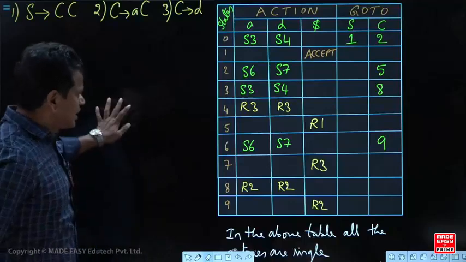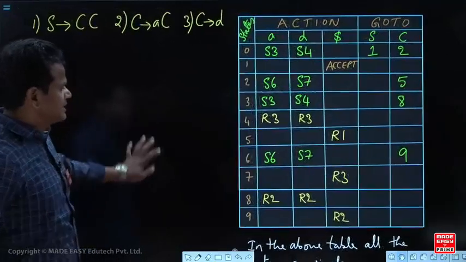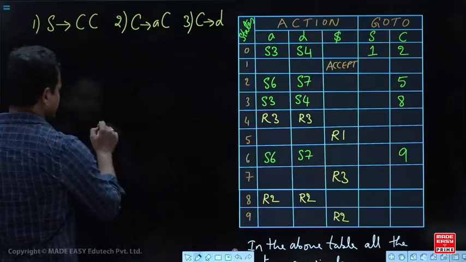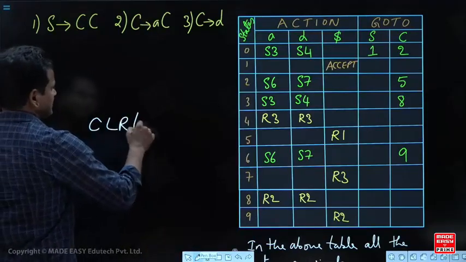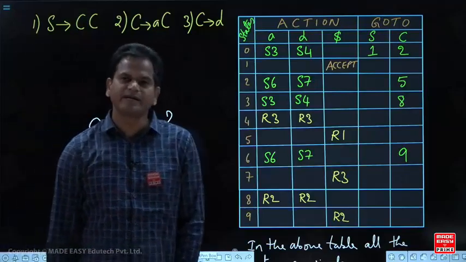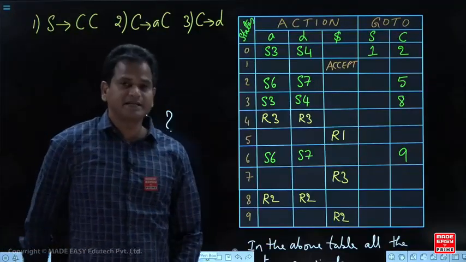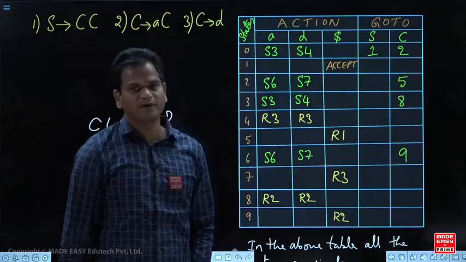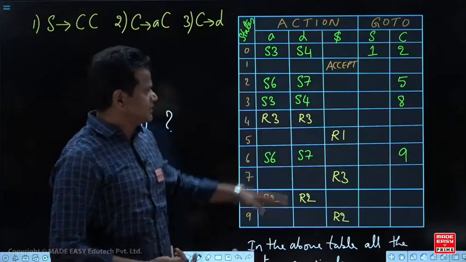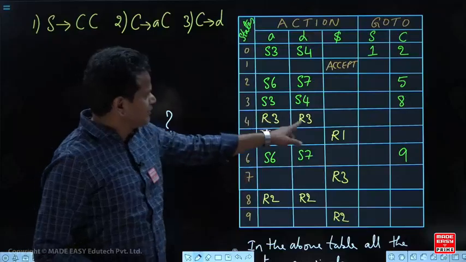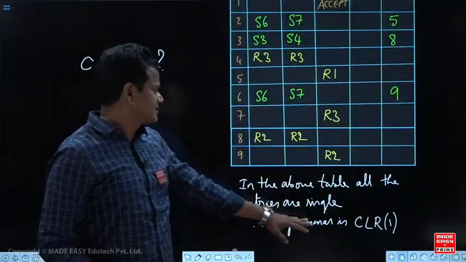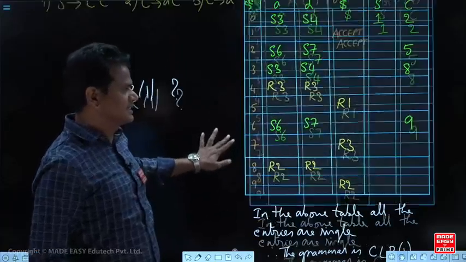Now, how to decide a grammar is CLR of 1 or not without constructing the table? Yes, we can decide. When do we say this is not CLR of 1? If you have multiple entries. We have considered this table, and wherever we have done the entries, all of them are single. So in the above table, all the entries are single. That is the reason we have decided that it is CLR of 1.